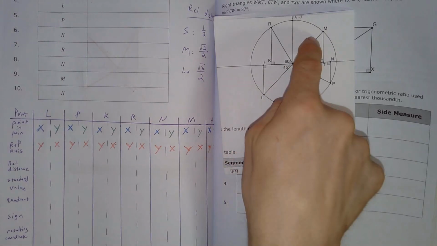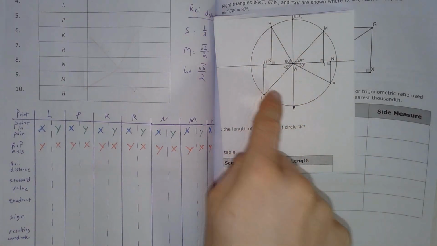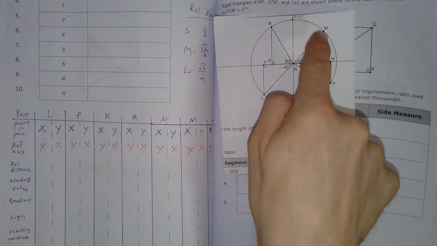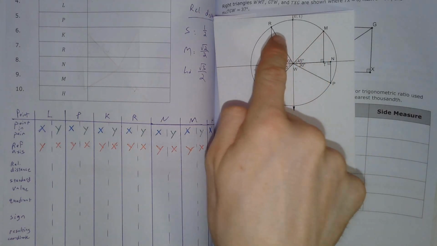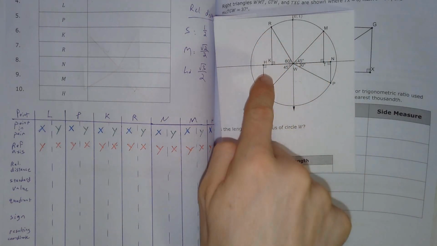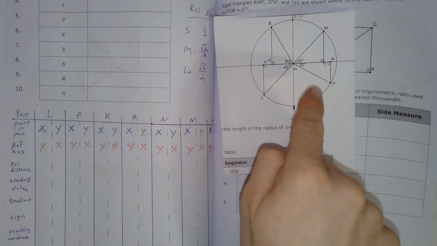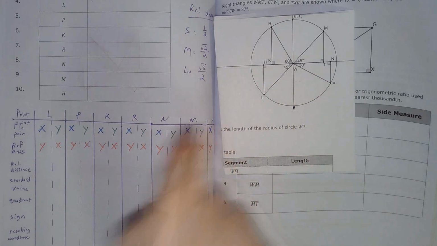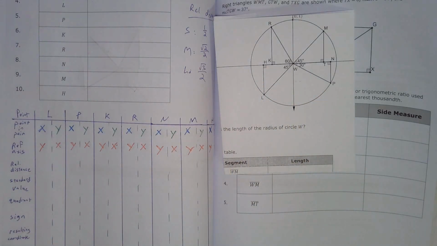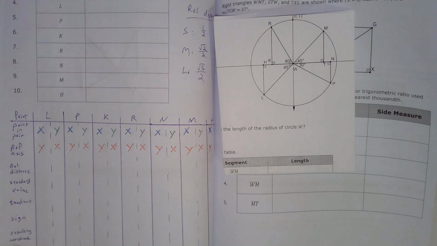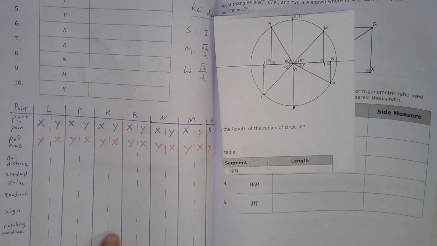Right? This is quadrant 1, quadrant 2, quadrant 3, quadrant 4. Both are positive. X's are negative. Both are negative. Y's are negative. Okay? So that's how you figure that out. And then after you figure all that stuff out, then you get the resulting coordinate.